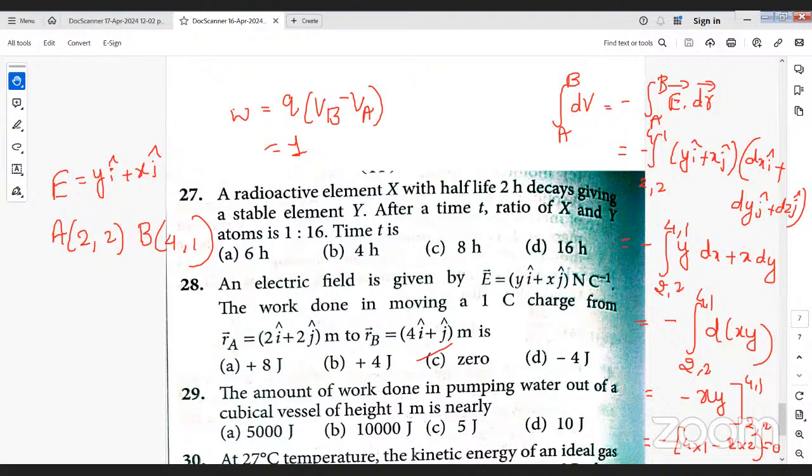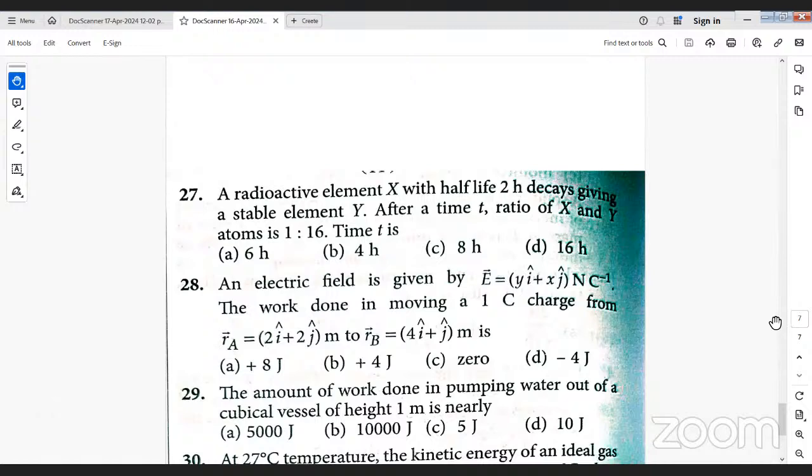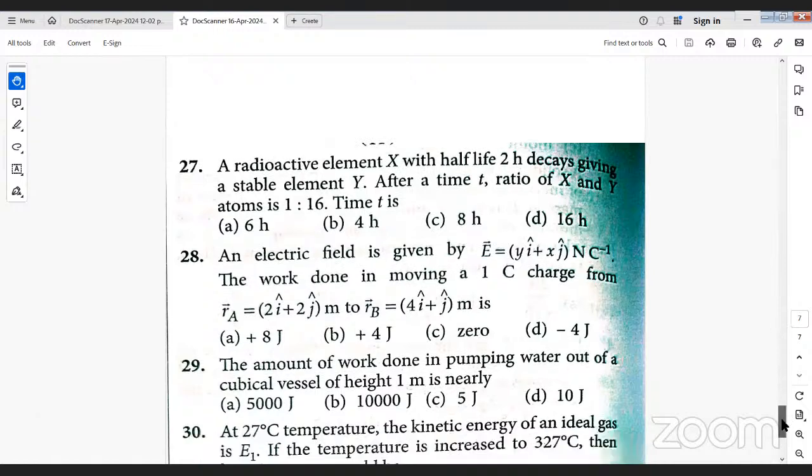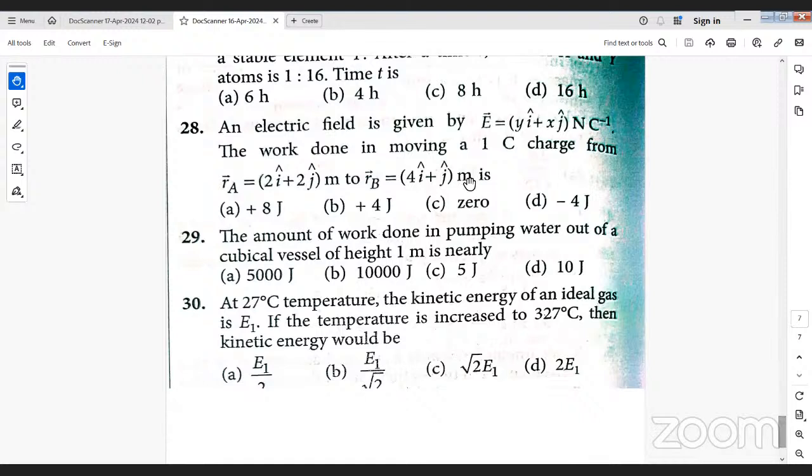Yes, hope you have completed this step, students. Go for the next question. The amount of work done in pumping water out of a cubical vessel of height 1 meter is nearly. So, a very simple question. Here we need to calculate the amount of work done. This is from the work, energy and power chapter.